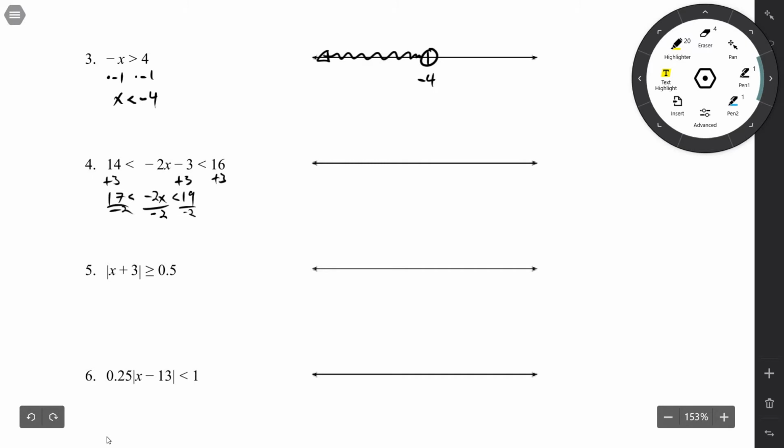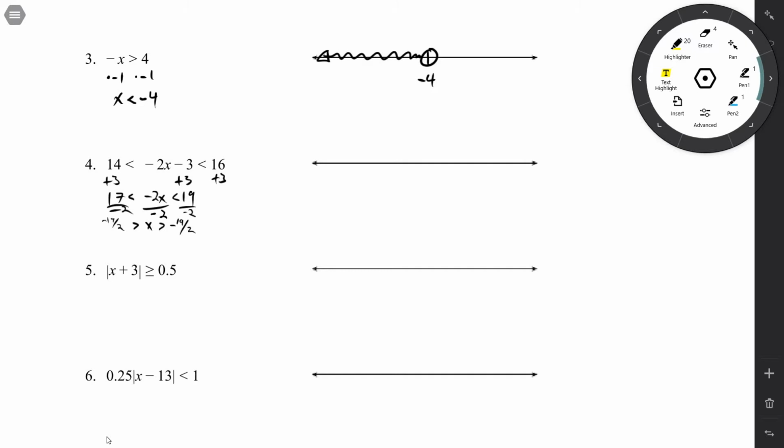Let's see, that would give us -17 over 2 is greater than, because we're working with a negative here, so this is greater than x is greater than -19 over 2. And that's really all you would have to do.